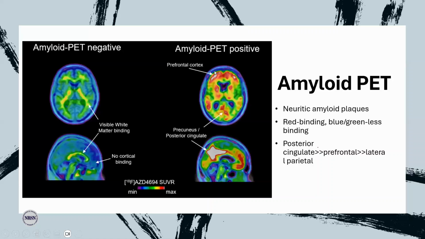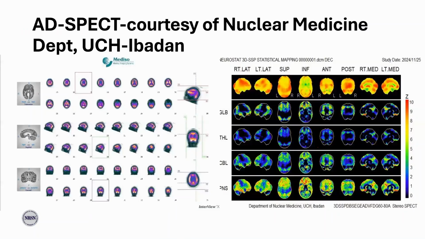So it's preferentially seen in the prefrontal cortex, the precuneus, and the posterior cingulate regions of the brain. So amyloid deposition is more seen in the prefrontal cortex, precuneus, and posterior cingulate gyrus. Now, this is a SPECT image. It's courtesy of the Nuclear Medicine Department, University College Hospital, Ibadan. Now, this was a novel case that was done last month.